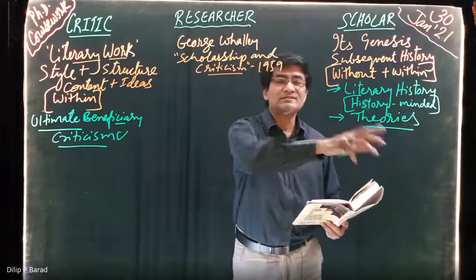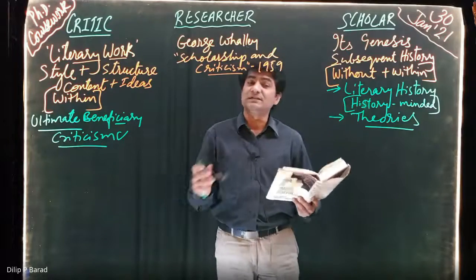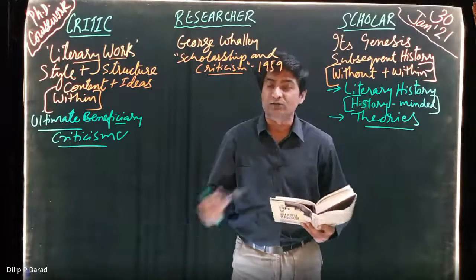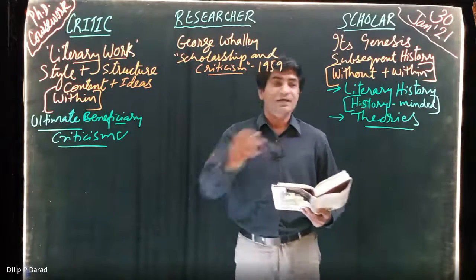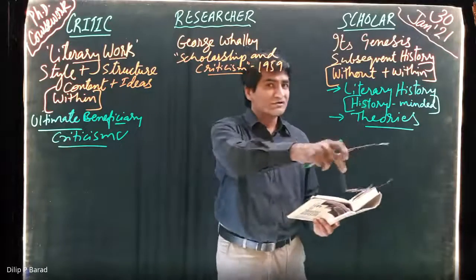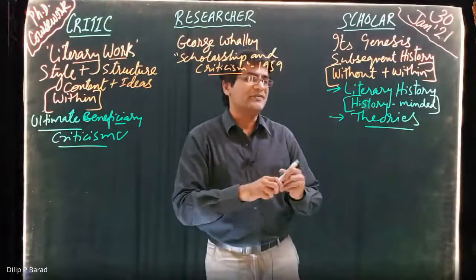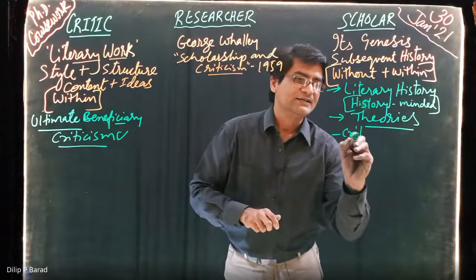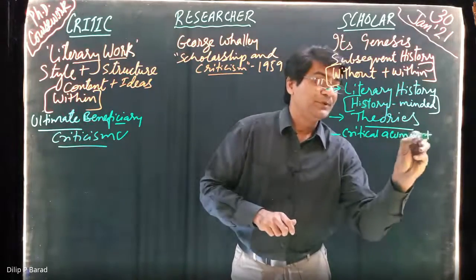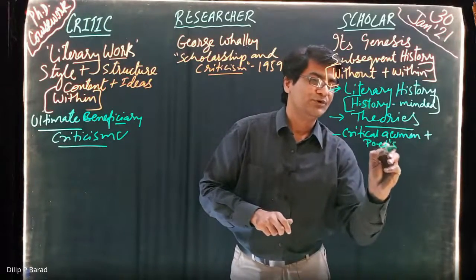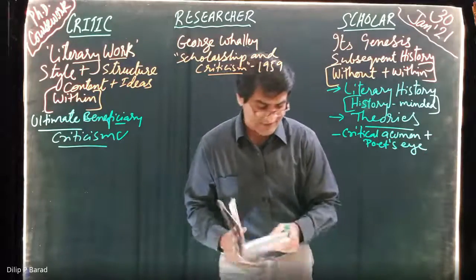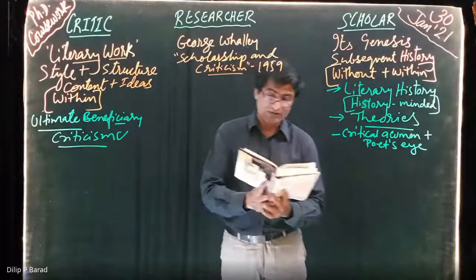So the poet's eye is always in search of something that is unknown. That way, the scholar is constantly looking at a work of art for what is unknown, which can be perceived, and that sight is not without critical acumen. So the scholar here we find is having critical acumen plus a poet's eye also, in a way to look for what we see in terms of unknown things to be found out.